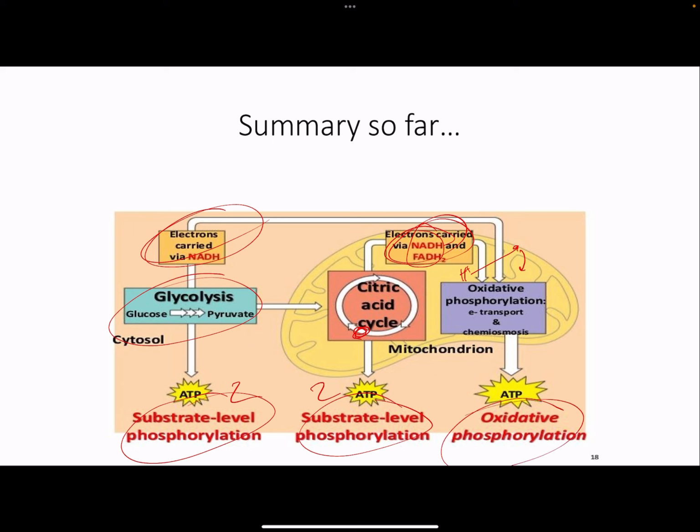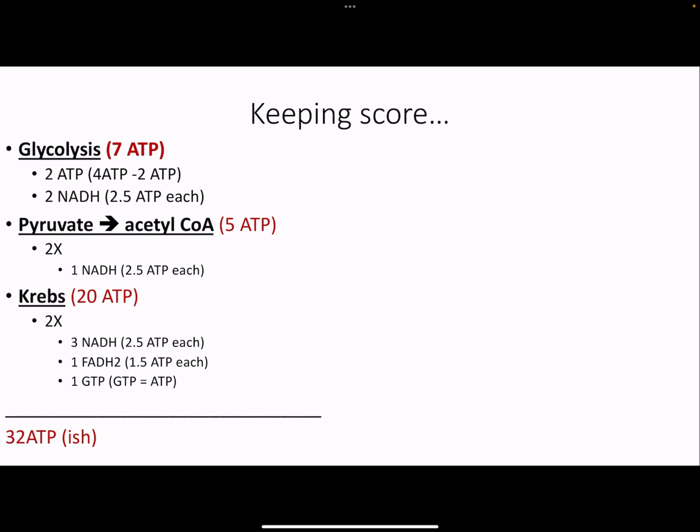This is called oxidative phosphorylation because the last electron acceptor during the electron transport chain is from complex 4 to oxygen. Oxygen is, hence the name oxidative. So keeping score, 2 ATP, 2 NADH, this is 2.5, gives us 7.